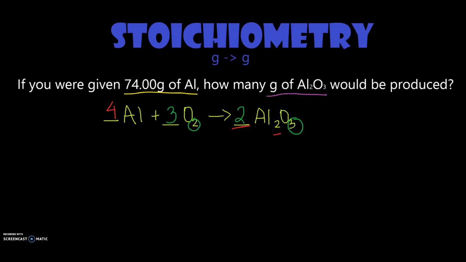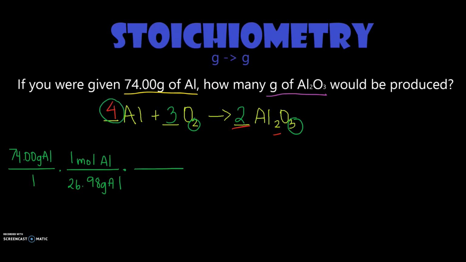Then we are determining, if you were given 74 grams of Al, how many grams of Al2O3 would be produced. So 74.00 grams of Al is given, and we want to figure out the grams of Al2O3. So we start off with the given, which is 74.00 grams of Al. Then we multiply that by 1 mole of Al over the grams of Al, which is 26.98 grams of Al.